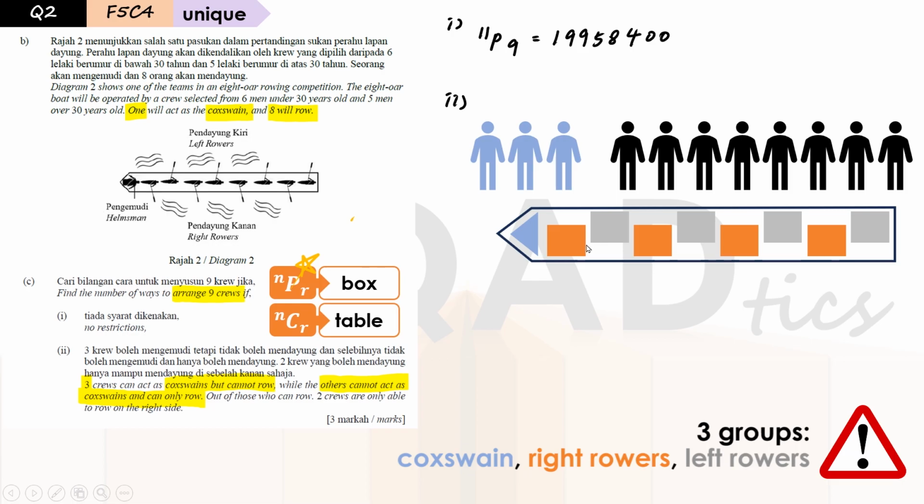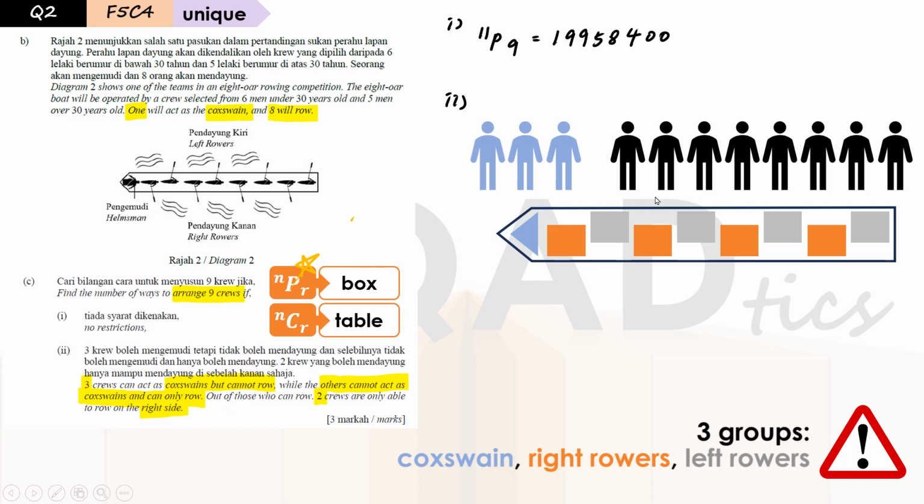As you can see, for the square boxes, we also have 8. So everyone here can have a place, because 8 people, 8 boxes. Now here it also says that for those who can row, only 2 of them are able to row on the right side only.